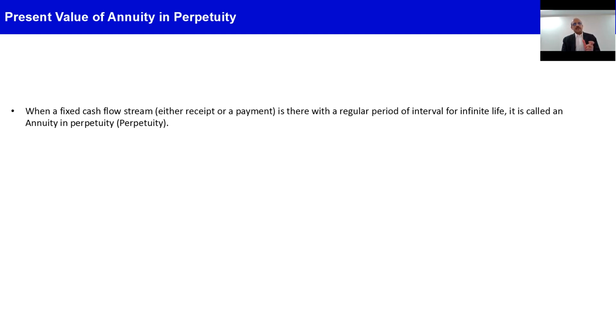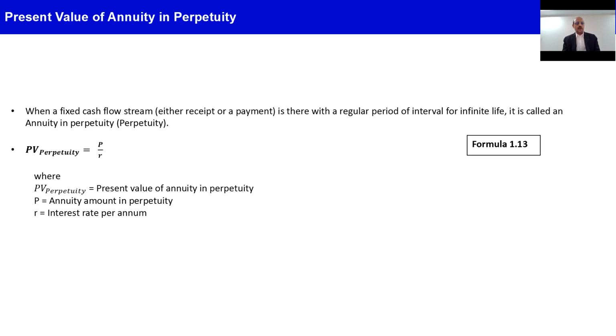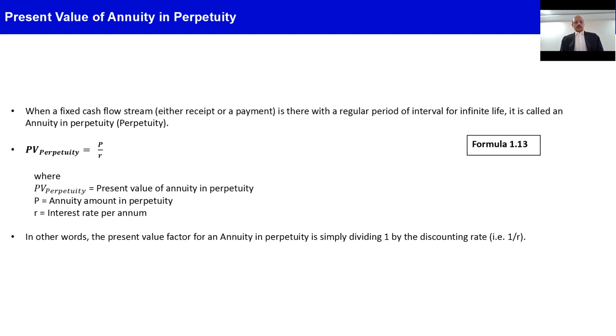Now let's understand what an annuity in perpetuity is and how we calculate the present value of that. Perpetuity means a fixed cash flow stream, it could be either payment or receipt, made at regular periods of time and forever. That means infinite life. So that is called perpetuity, annuity in perpetuity. To calculate the present value of a perpetuity is very simple. It's basically P divided by r, where P is your annuity amount in perpetuity and r is the interest rate per annum. That is the rate at which you have to discount. So if we look at the formula definition, the present value of an annuity in perpetuity is basically 1 divided by r, where r is your rate of interest.